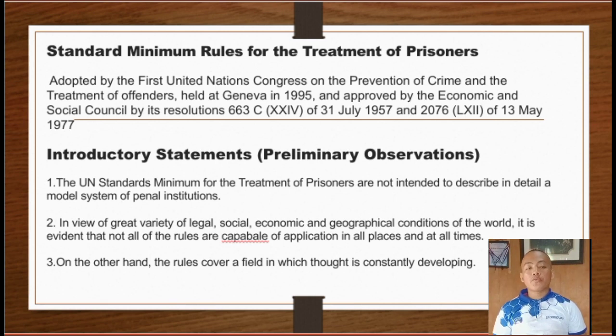Third, on the other hand, the rules cover a field in which thought is constantly developing. They are not intended to preclude experiment and practices, provided these are in harmony with the principles and seek to further the purposes which derive from the text of the rules as a whole. It will always be justifiable for the central prison administration to authorize departures from the rules in this spirit.